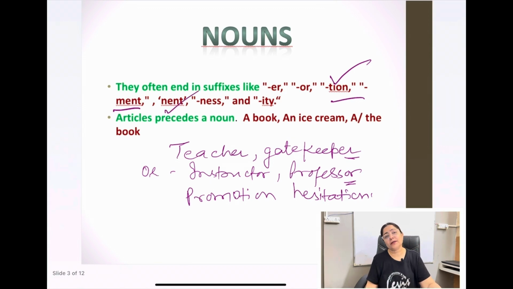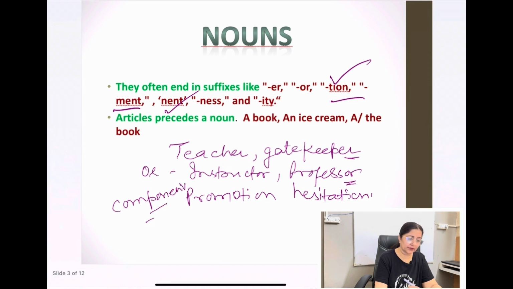Think of a word that can be formed by using the suffix nent, N-E-N-T. Yes, so one comment I got, that is component, right? Absolutely. Ness, happiness, as I said. It would be ity, like gravity, integrity and so on. So words ending with these kinds of suffixes, obviously they are nouns.